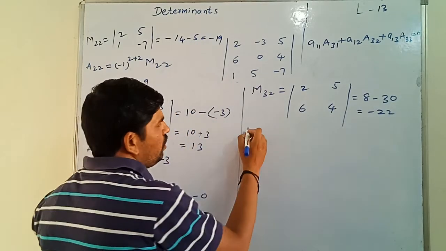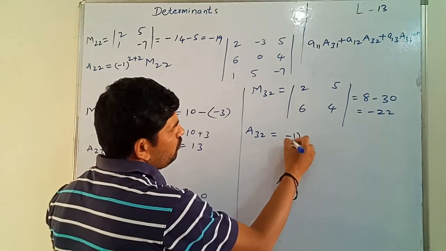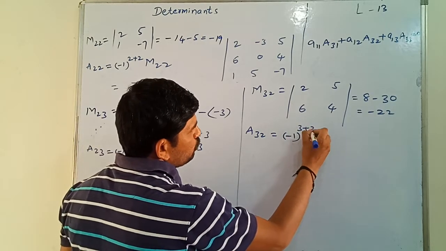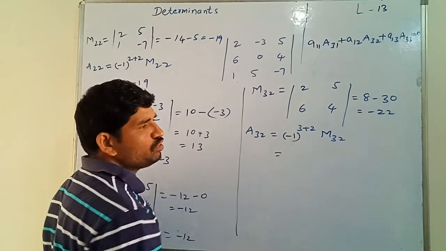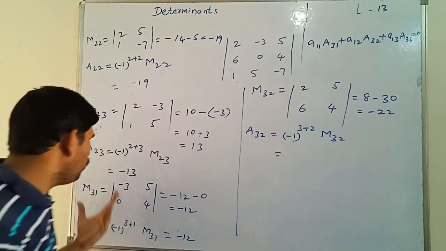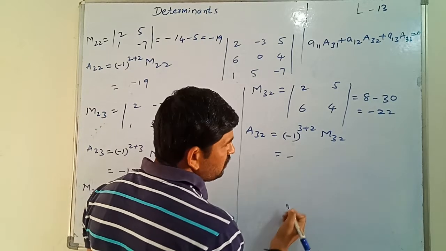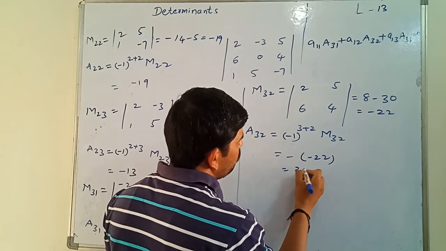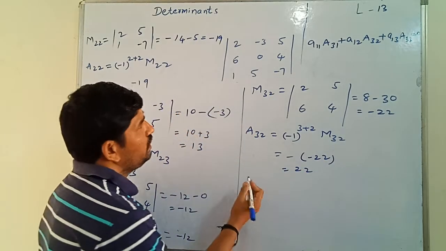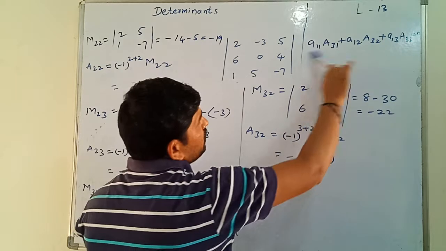Completed now. So what will the cofactor for this be again? Minus 1 whole power, see the address, 3 plus 2, into m32. Now 3 plus 2 is 5, which means again it is odd, so that's why we write the minus here. And the m32 value is again minus 22. Minus and minus is plus 22. Next, in the end, that is the last one. After this we can verify it.